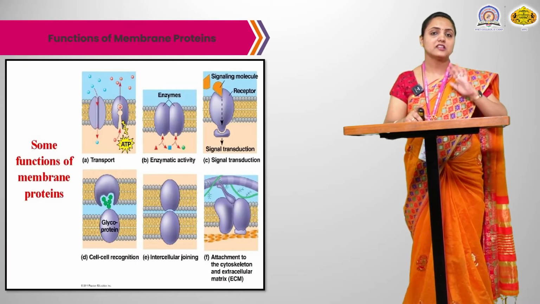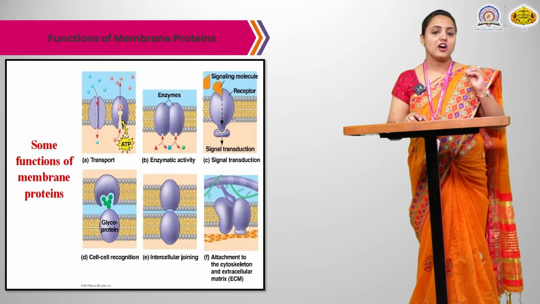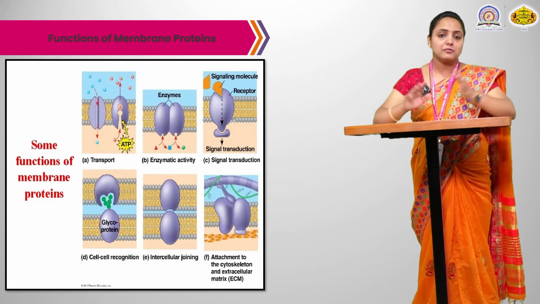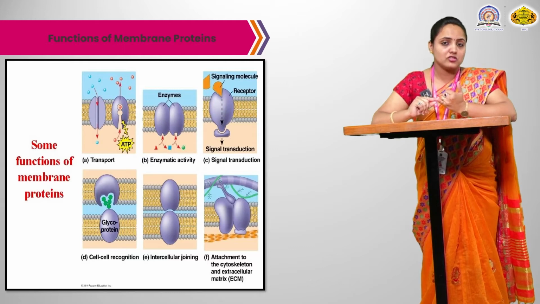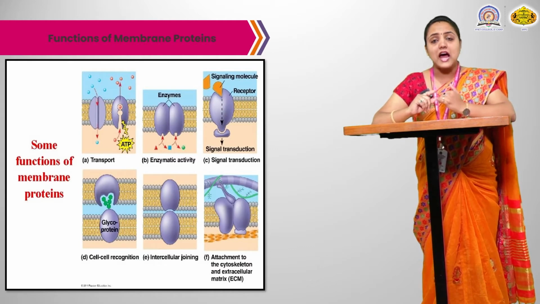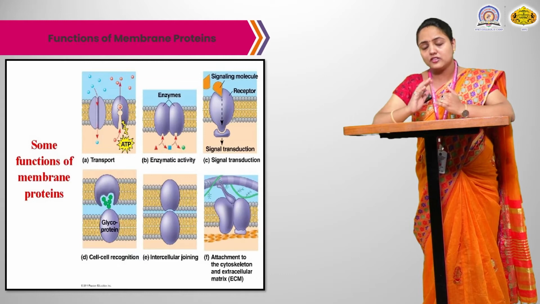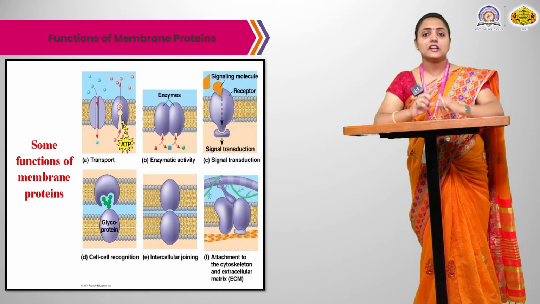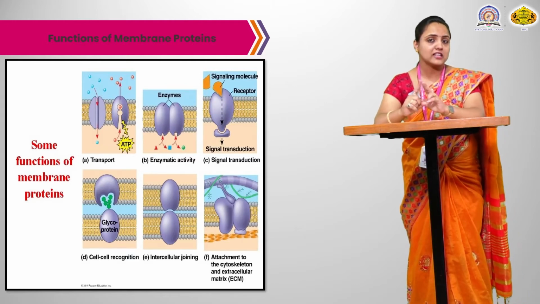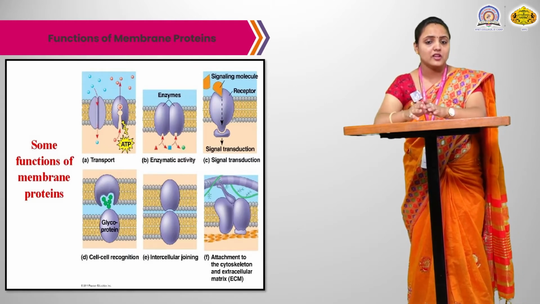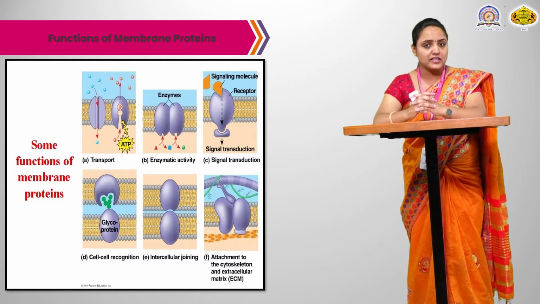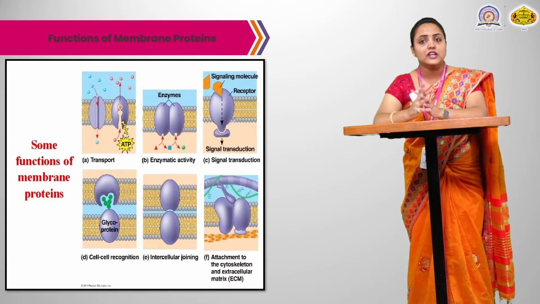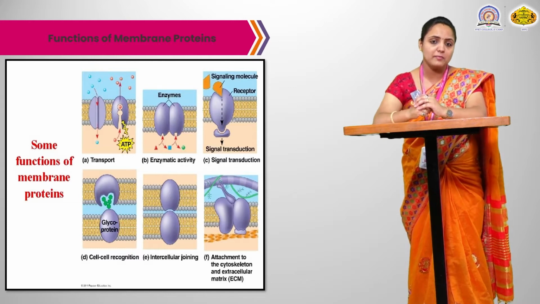This is the diagrammatic way of showing the functions of the membrane protein. First it is doing the transportation, that is, the transport of nutrients and waste from inside to outside of the cell, and the nutrients from outside to inside the cell. The transport mechanism is done in two ways, active and passive, which we are going to learn today. Then the next functions are enzymatic activity, signal transduction, cell to cell recognition, intercellular joining, and the attachment of the cytoskeleton and the extracellular matrix.